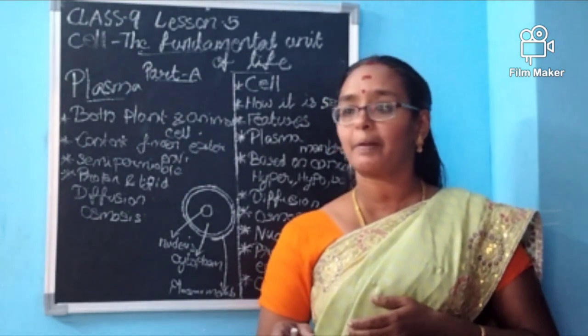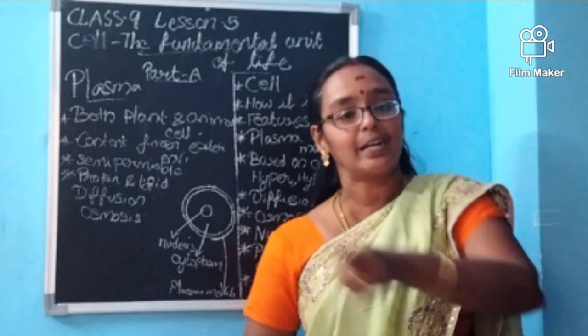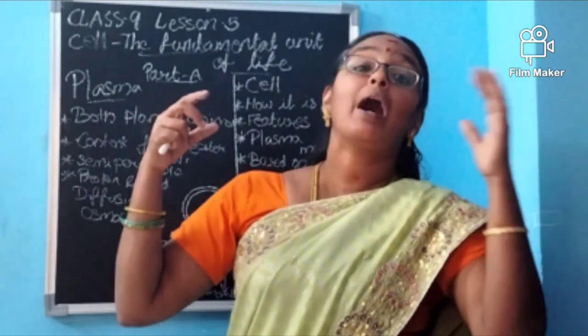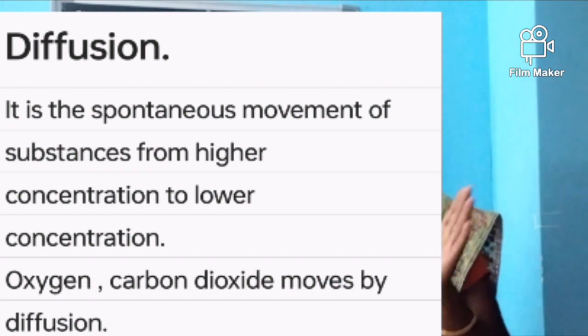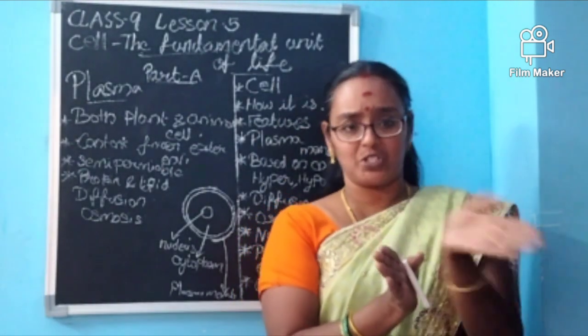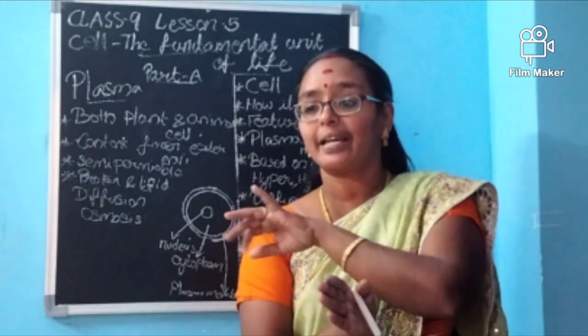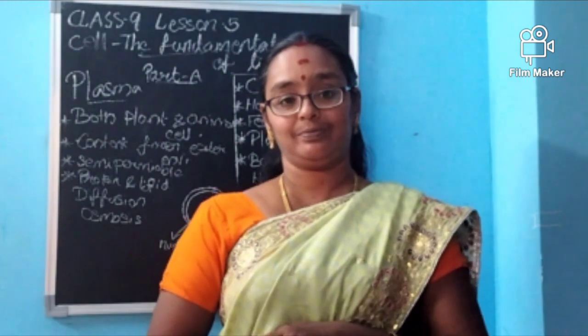So what will the plasma membrane say? Here low, here high, so go outside, like that we'll say. So from higher concentration to lower concentration, whatever it is, the plasma membrane will allow the things to move from higher to lower concentration. Okay, oxygen to inside and carbon dioxide to outside. This is what? Diffusion.